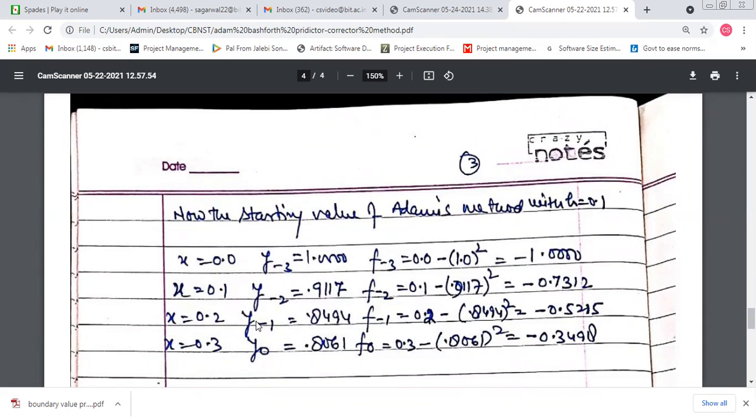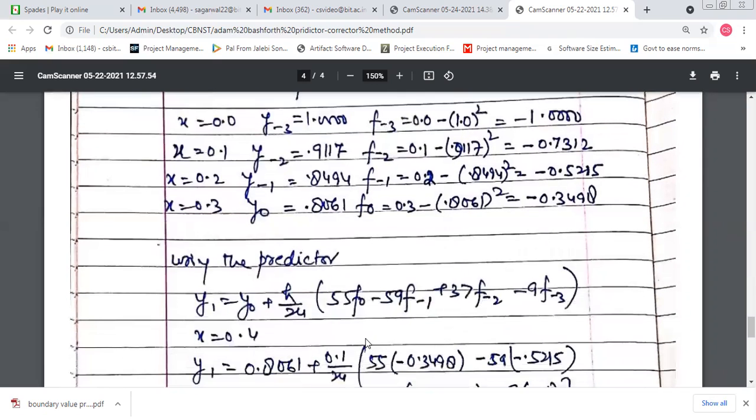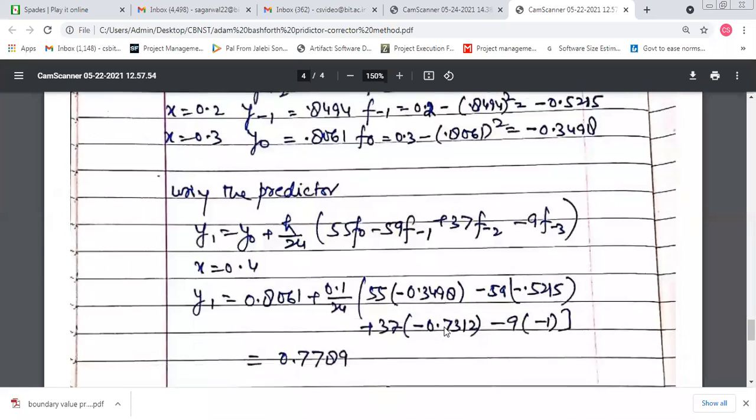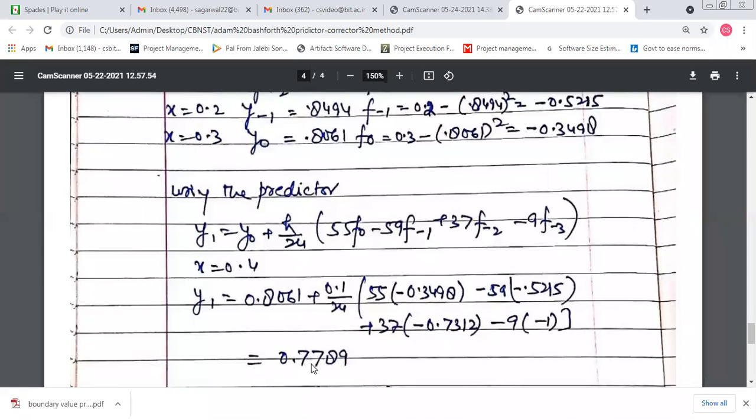Similarly, x is 0.2, we will be calculating with y minus 1, which we have just calculated. So this y minus 1 is actually y at 0.2. This y minus 2 is actually y at 0.1, and y minus 3 is actually y at 0.0. So in this way, after getting all the values of f0, f minus 1, f minus 2, and f minus 3, we will apply the predictor formula, where we have to put the values of f0, f minus 1, f minus 2, and f minus 3. And with x is equal to 0.4, we will be getting the value as 0.7789.